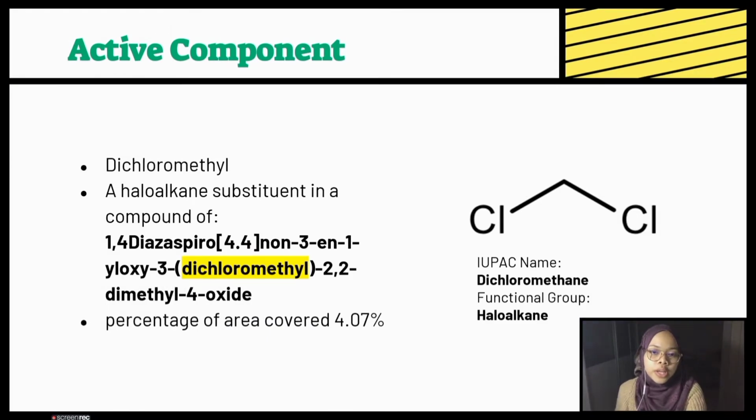The active component found in this plant is dichloromethyl. It is a haloalkane substituent in this long compound here. It is a chemical compound found in the leaf extract of a Salvadora persica. The percentage of area covered by this active component is 4.07%. The diagram at the right here shows the structure of dichloromethyl in skeletal form, and its IUPAC name is dichloromethane.